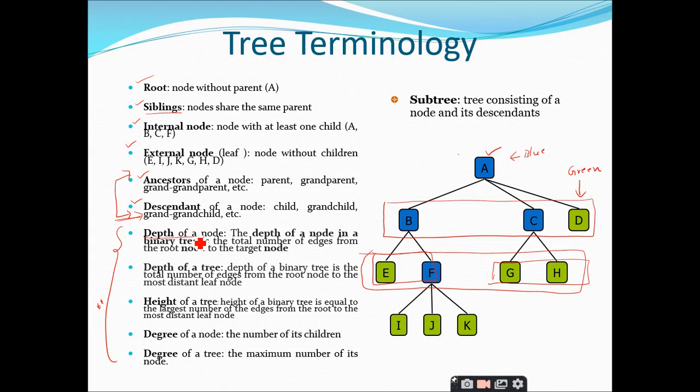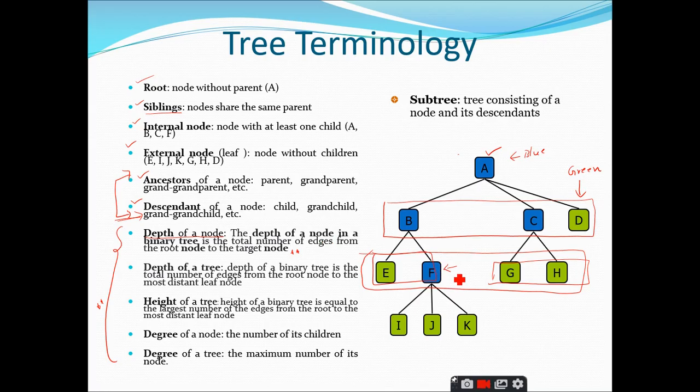What is the depth of a node? This is very important. The depth of a node in a binary tree is the total number of edges from the root node to the target node. Very important definition. If I want to know the depth of node F, you should understand two terminologies: one is the depth of a node and another is the depth of a tree. We'll see the depth of a tree later, but let us discuss the depth of a node.